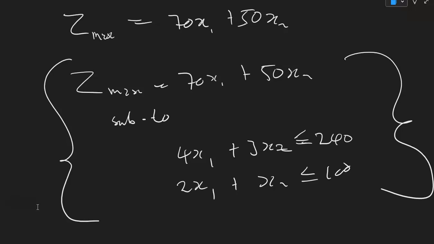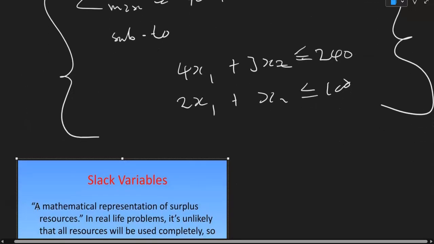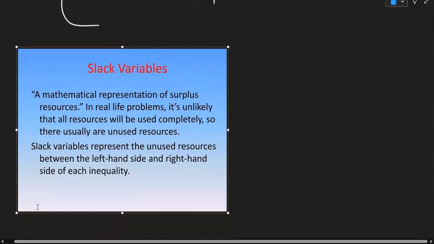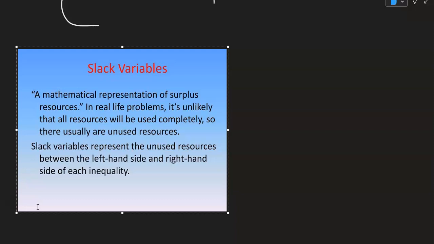Okay, what do we do? What is the first step we undertake when we are working out the simplex method linear programming problem? First we introduce what we call a slack variable or slack variables. How do we define slack variables? Mathematical representation of surplus resources are what are basically known as slack variables. Just a mathematical representation of surplus.